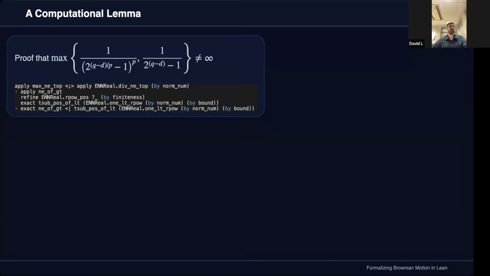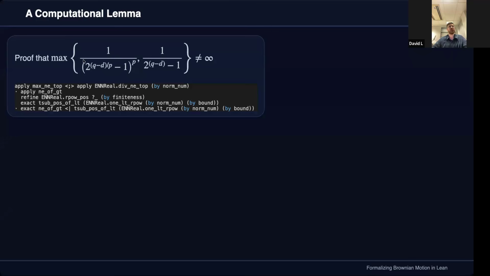One example, and there were a bunch in the proof, is that I have to prove that the max of this thing is not equal to infinity. To clarify, Q, G, and P were real valued, not ENNReals, but this thing takes its value in ENNReal. Obviously if the denominator is 0, then this will be infinity. With the assumption that Q is greater than D, it's obvious that this will not be infinity, but it still didn't seem to be doable, at least at the time, with one tactic.